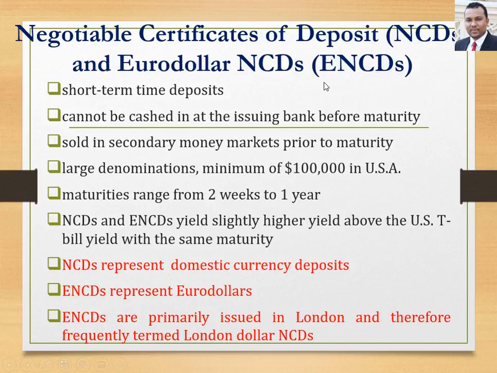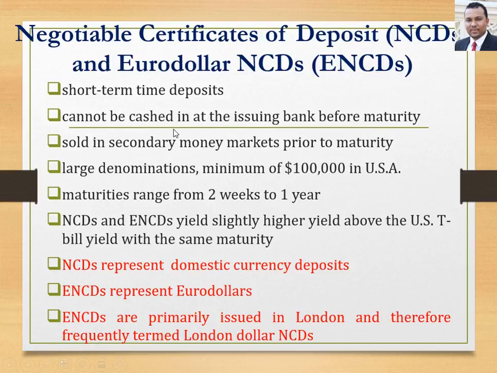There are many common items between the two certificates, like short-term deposit. So we talk about the international money market, and in all cases we focus on short-term deposits or short-term instruments. The second common item: the certificates cannot be cashed in at the issuing bank before maturity. You can only trade the certificates in the secondary markets, but you cannot make them liquid before maturity.